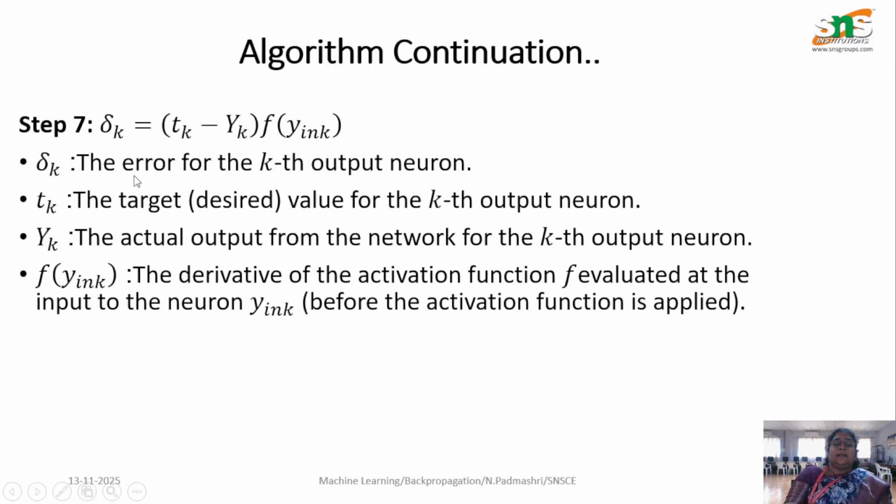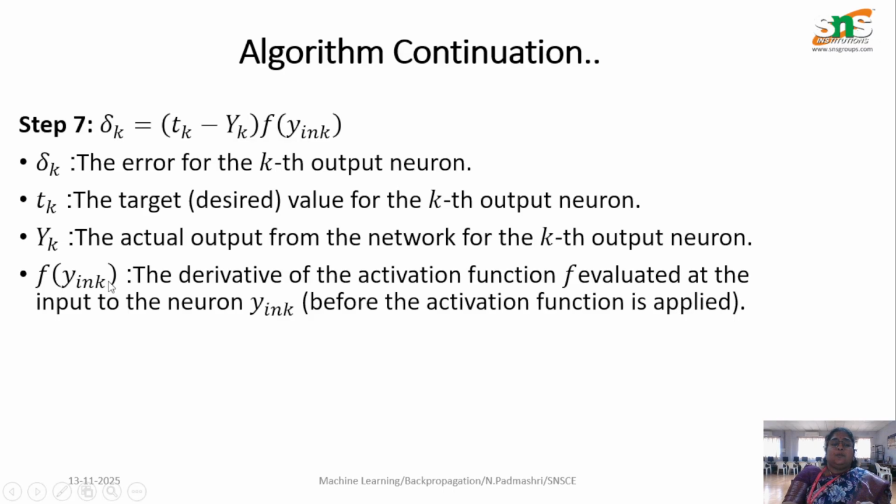Delta k: we check whether there is any change in the error. Delta k is the error of the kth output neuron, where tk is the target value and yk is the actual value. When you subtract the actual output from the target value, we come to know the error value, so that based on the error we can adjust the weights of the input nodes. According to the output we manipulate the input, then feed forward again, so that the actual value becomes equal to the target value.